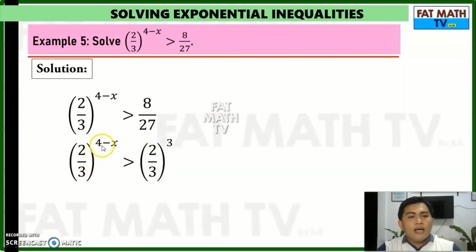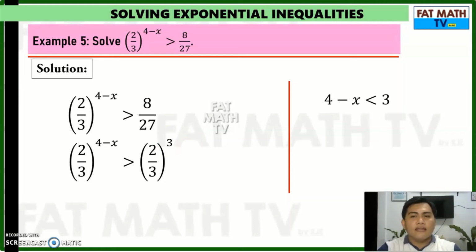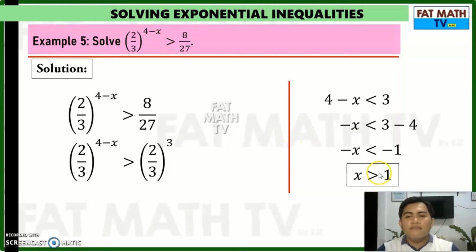And then, since 2/3 is less than 1, this expression is greater than this if this exponent is less than 3. Okay, so 4 minus x is less than 3. And then transfer 4 to the other side. It's going to be negative 4. So negative x is less than negative 1. Multiply negative 1 to both sides. You will have x is greater than 1.